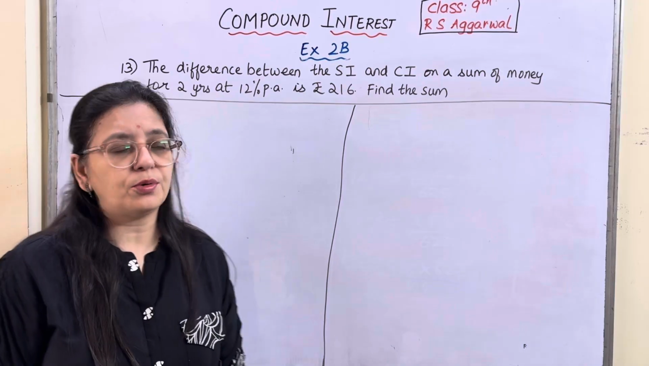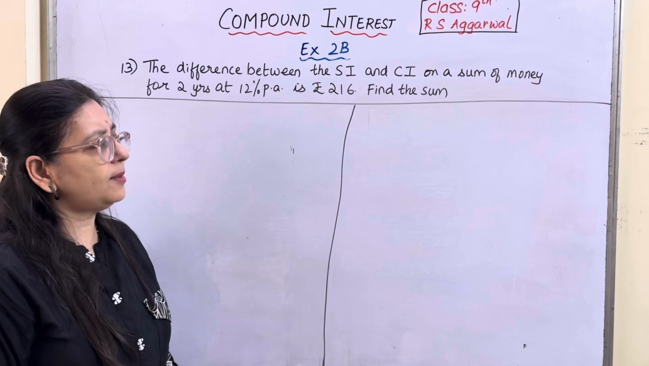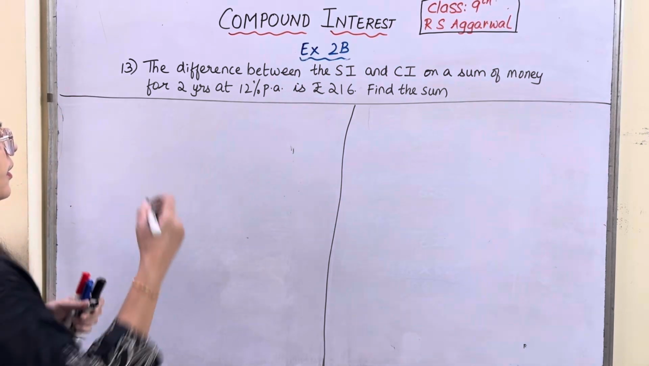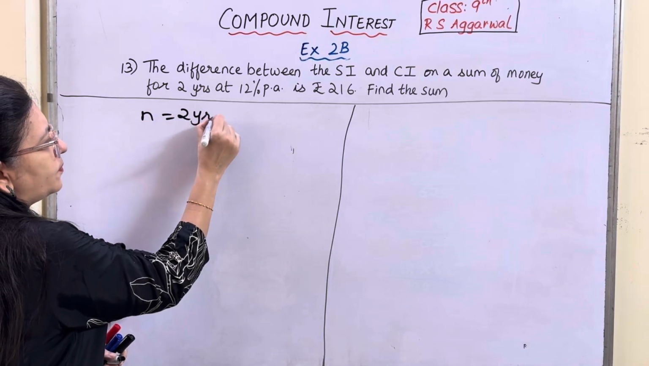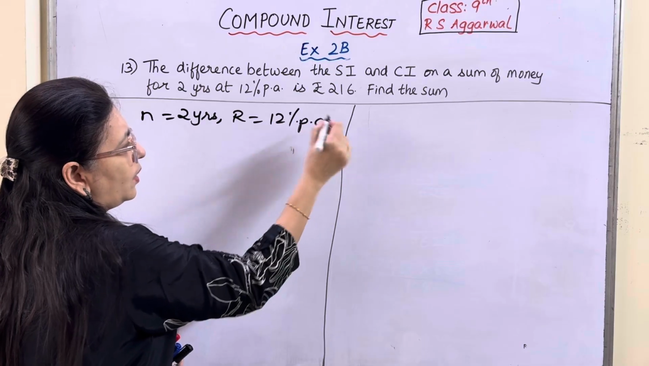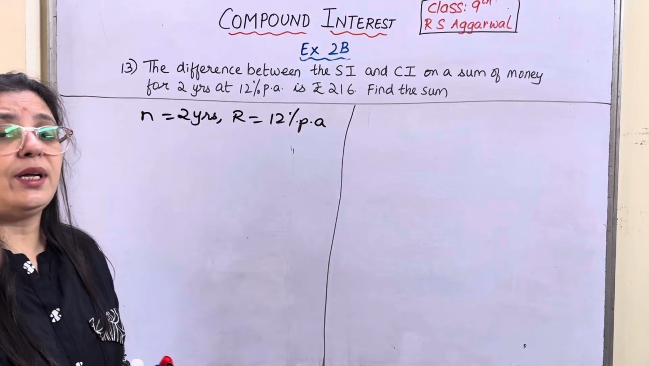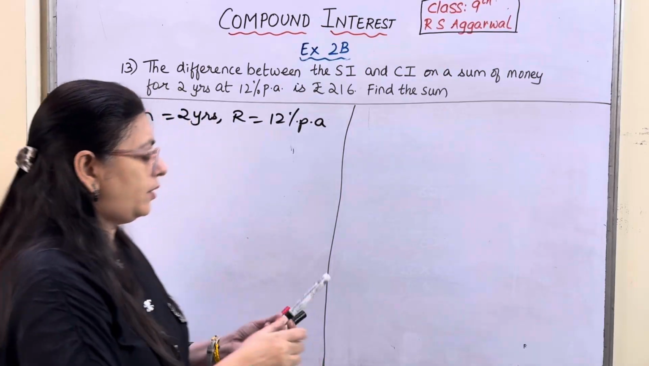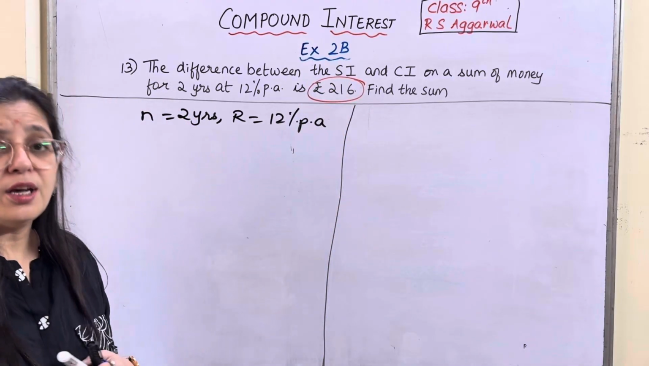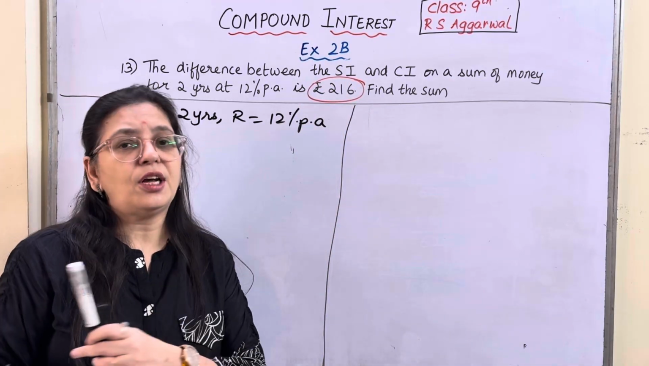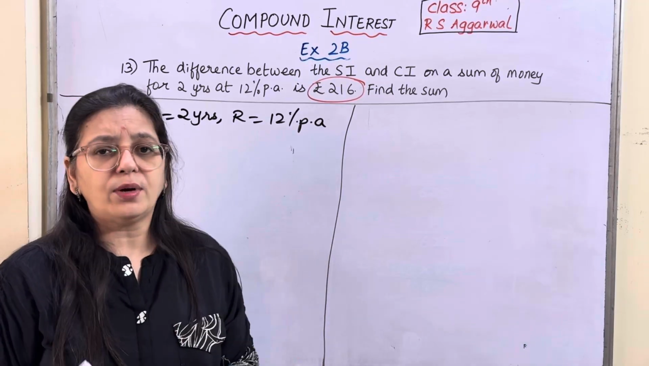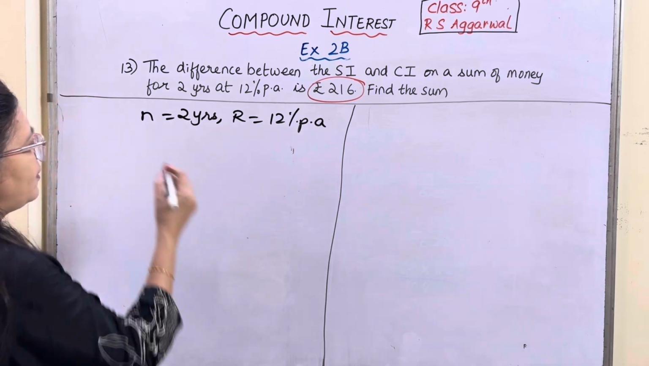It's an important question. The difference between the simple interest and compound interest on a sum of money for 2 years. Time is given as 2 years, at 12%, rate is given as 12% per annum. And the difference between simple interest and compound interest is given as 216 rupees. So first you will find interest as per simple interest and interest as per compound interest, and their difference is 216 rupees. Come on, let's first find simple interest.